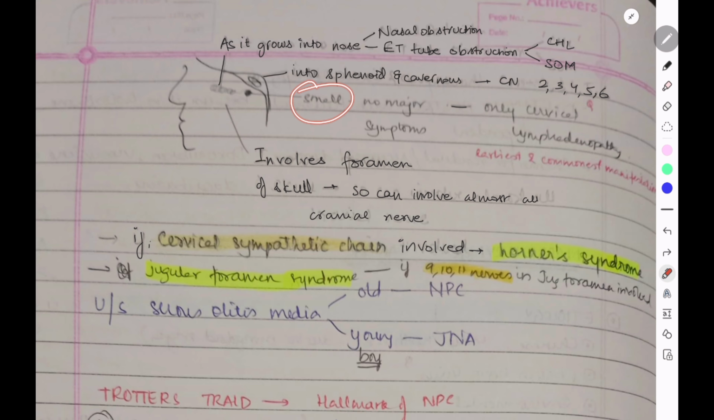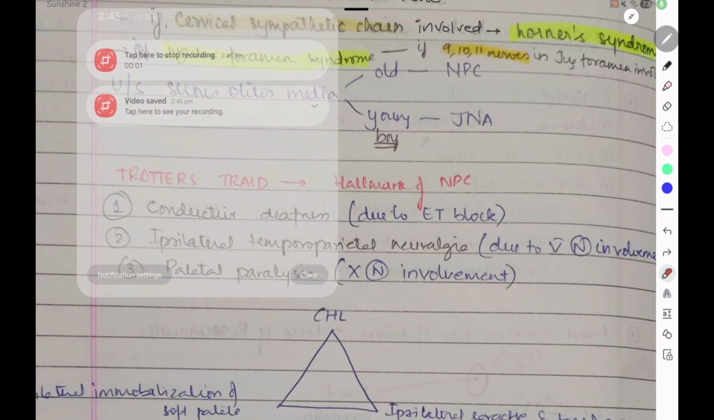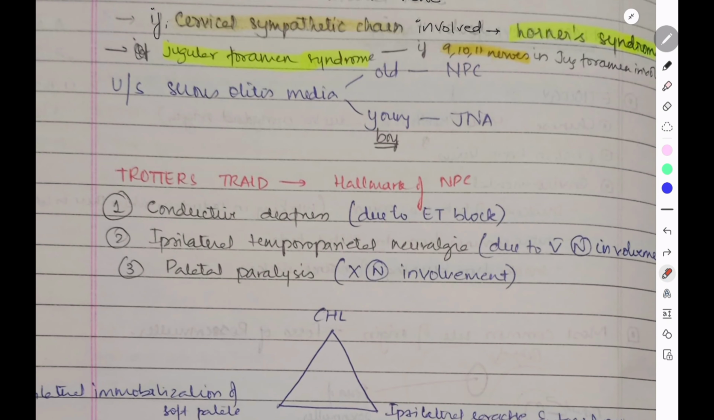If it is small, then there are no major symptoms, only cervical lymphadenopathy will be seen, and this is the earliest and commonest manifestation of nasopharyngeal carcinoma. If it involves foramina of the skull, it can involve almost all the cranial nerves. Okay. If cervical sympathetic chain is involved, then it can cause Horner syndrome.